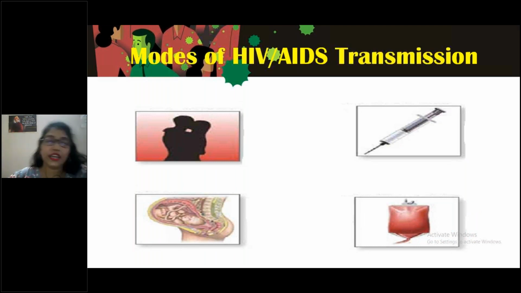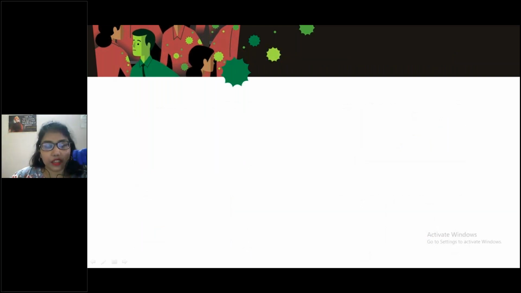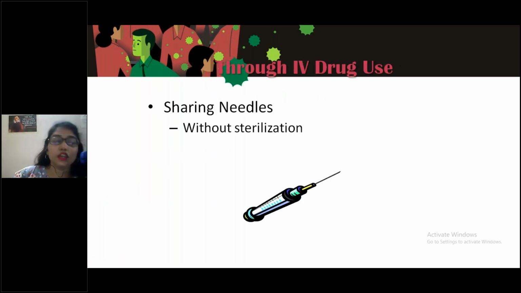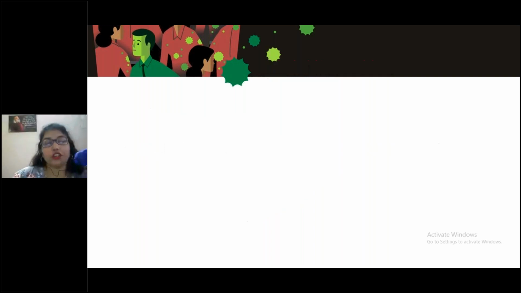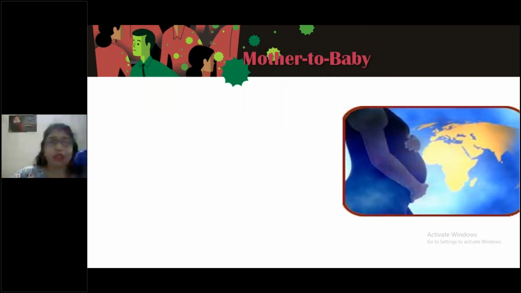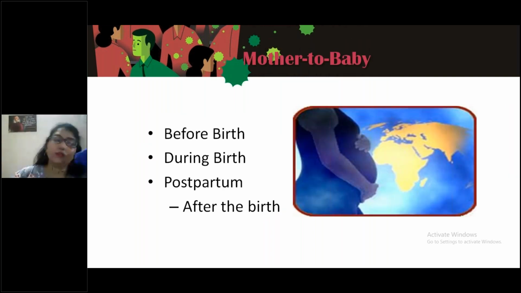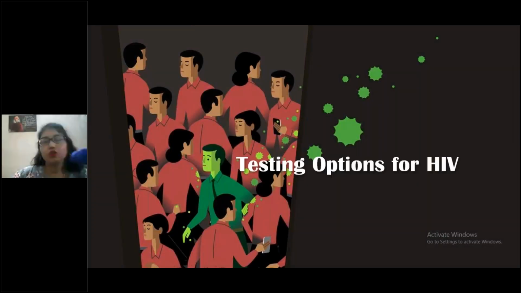They can be spread through many modes, as you know, through injectable routes, through blood, from mother to baby. Different body fluids can transmit the infection, and through IV drug use they can be transmitted by sharing needles. Drug users are also a major part of the HIV infected population, the people living with HIV, and this increases the chance of contracting HIV. From mother to baby it can be transmitted before birth, during birth, and post birth.